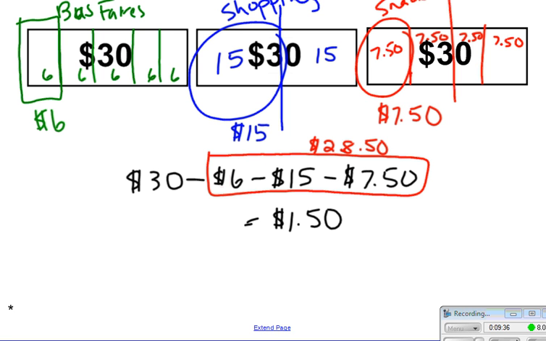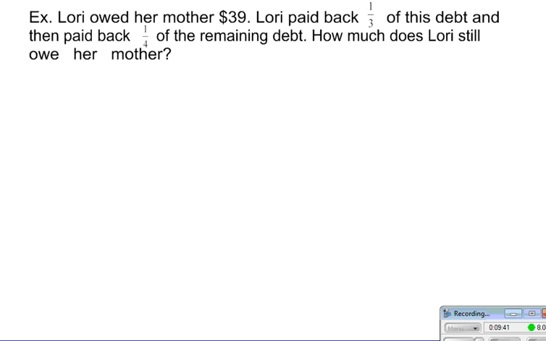So this problem is very similar to the last one you looked at, where you're starting with the amount of money and then you are paying amounts back. This one, the wording is a little bit different. So it says Lori owed her mother $39. Lori paid back 1/3 of this debt, so 1/3 of the $39, and then later on paid back 1/4 of the remaining debt. So she paid back 1/3 of the original amount, and then whatever was still owing, she paid back 1/4 of that amount. So that's what the remaining means. So we want to know how much is she still owing.